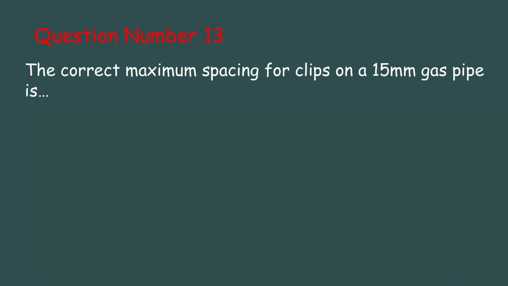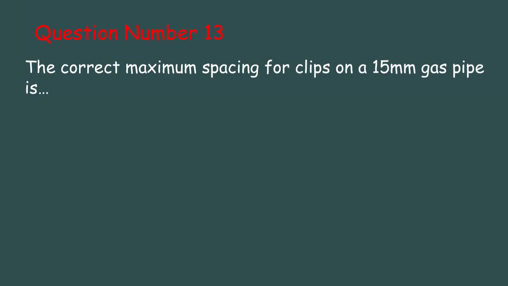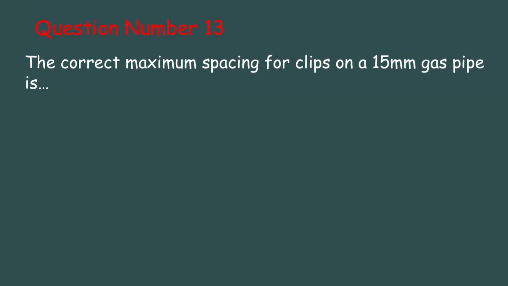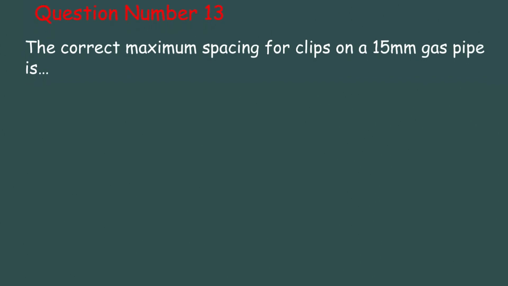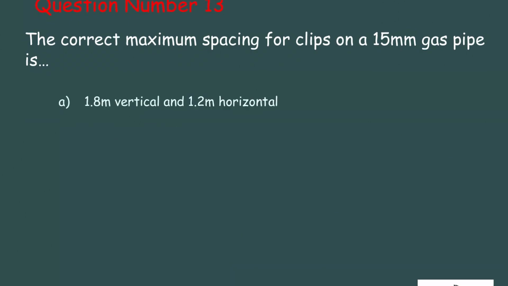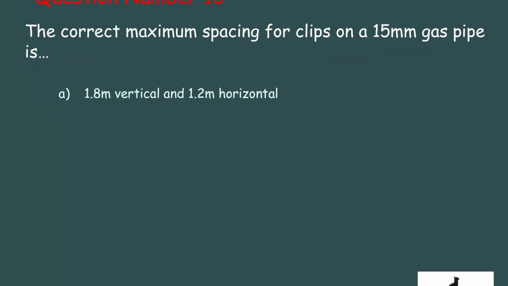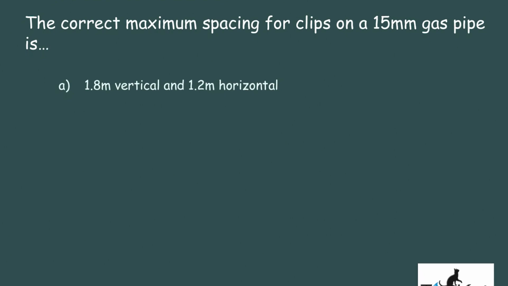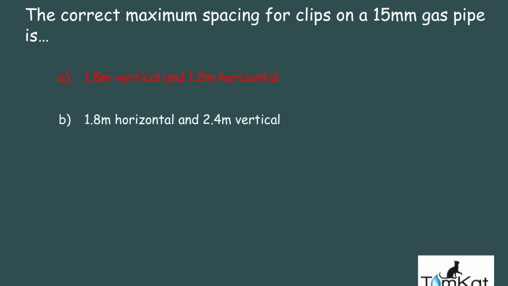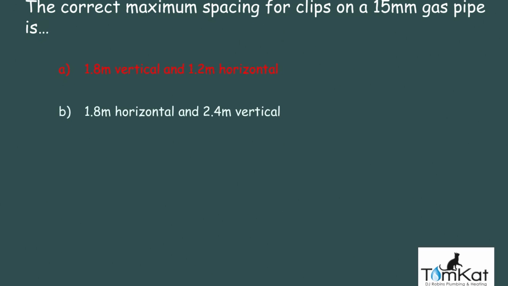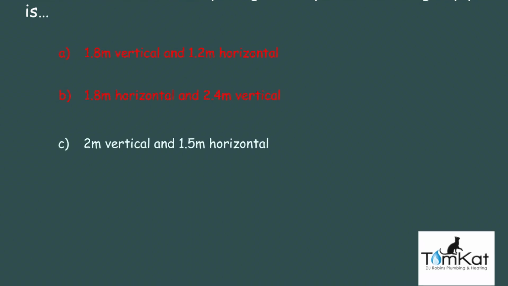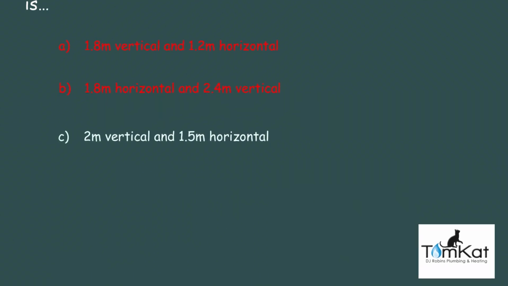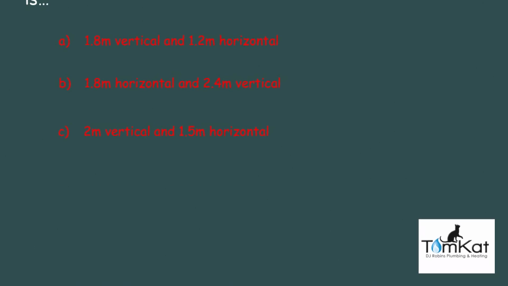And now for question number 13 in part 6. The correct maximum spacings for clips on a 15mm gas pipe is A, 1.8 metres vertical and 1.2 metres horizontal, B, 1.8 metres horizontal and 2.4 metres vertical, and C, 2 metres vertical and 1.5 metres horizontal. And that is the end of question 13 in part 6.